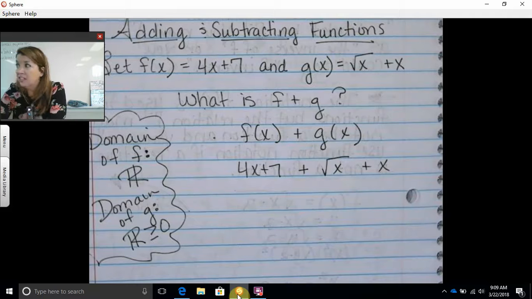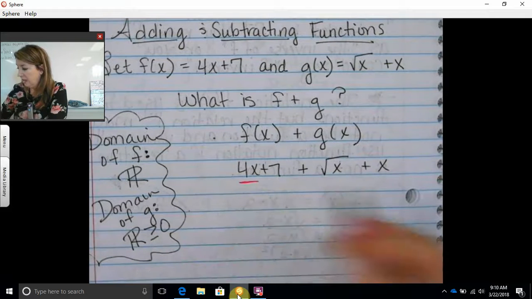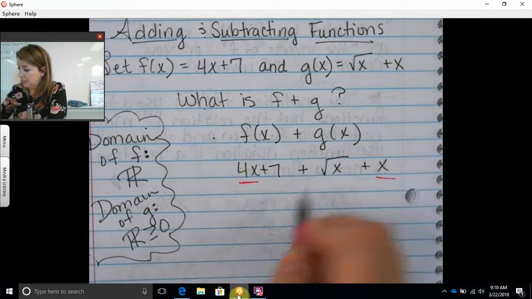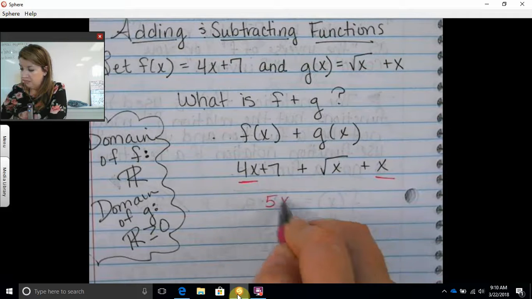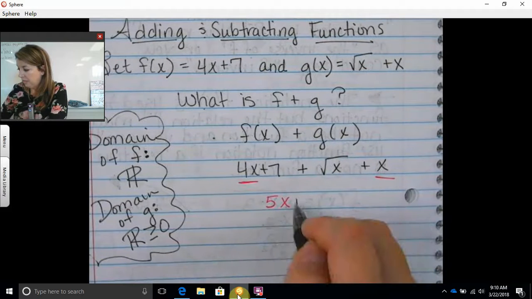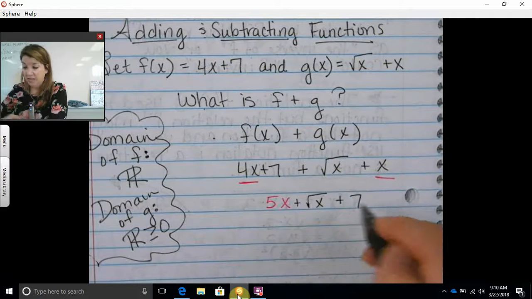I'm not solving for x. I am just adding them together. Do I have any like terms? 4x and x. Is that this square root of x? Does that also go with that? No. So what's 4x plus x? 5x. Can I add anything to the square root of x? No. Can I add anything to the 7? Nope. And that's it.